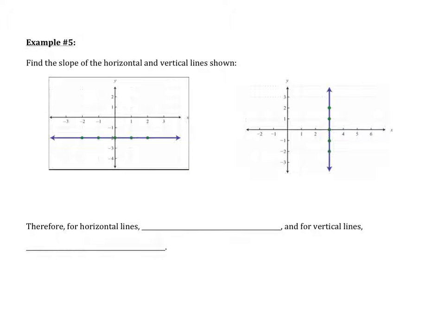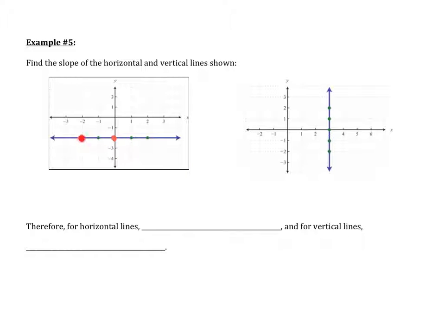Example number 5 wants us to find the slope of the horizontal and vertical lines shown. Notice that we were given the graphs for these two problems. Therefore, we're going to use the most basic definition of slope, rise over run. So starting with the first one, let's pick out 2 points and find the slope. It doesn't matter which 2 points you pick out as long as they are on the line itself. So let's pick out this point right here and this point right here. Again, it does not matter which 2 points you pick out. Just pick out 2, and we're going to count rise over run.